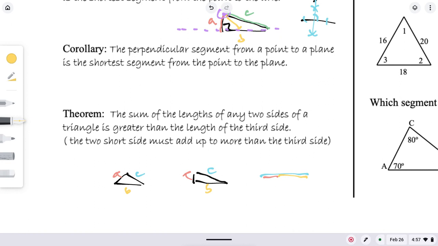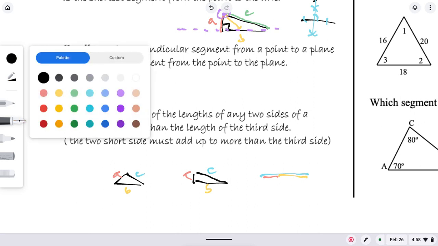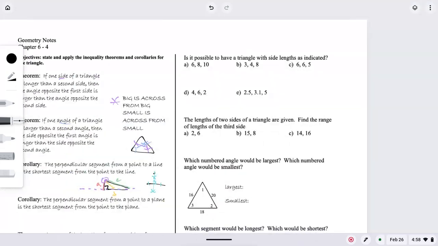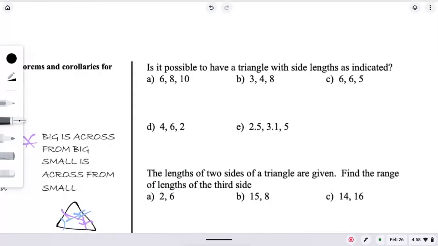So the whole idea of this last theorem is that, logically speaking, if you're going to have a triangle, you're going to have to have the two shortest sides add up to something bigger than the longest side. So there's a little bit of shorthand in here, right? The two short sides must add up to more than the third side. That's what this theorem's all about. Otherwise, in practice, doing this for all the examples in your notes is pretty simple, right?